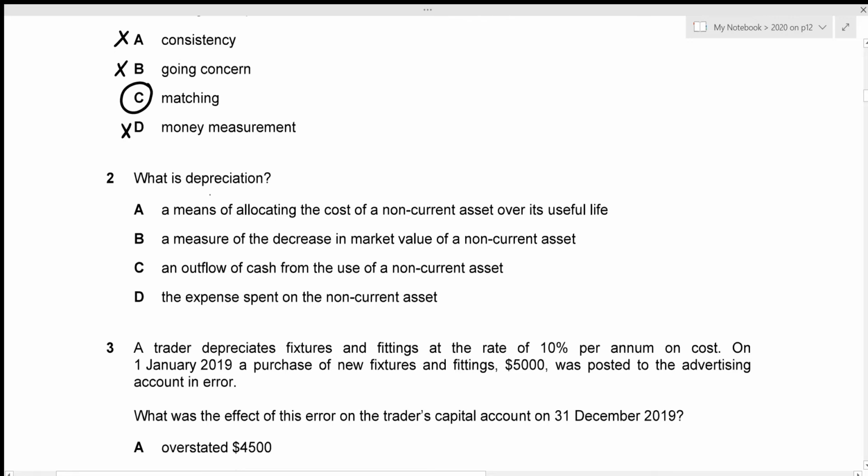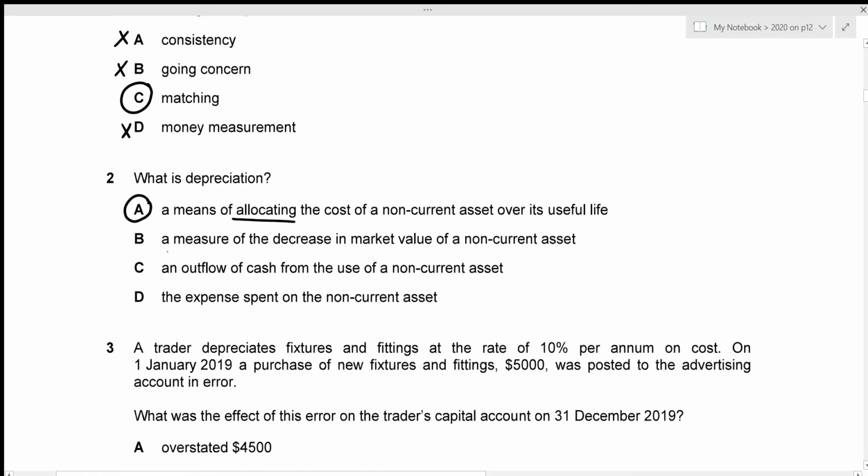So the question is, what is depreciation? The very first option states that it is a means of allocating the cost of non-current assets over its useful life. And this is correct because whenever we purchase any sort of non-current assets on which depreciation can be applied, we do not include all of its cost as an expense in the financial statements, right? We only record the depreciation, which represents the cost of the non-current assets over one accounting period. So definitely depreciation is a means of allocating the cost of a non-current asset over its useful life. Let's have a look at the remaining options as well.